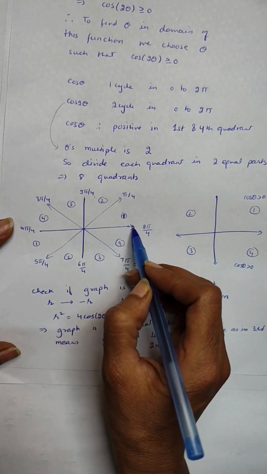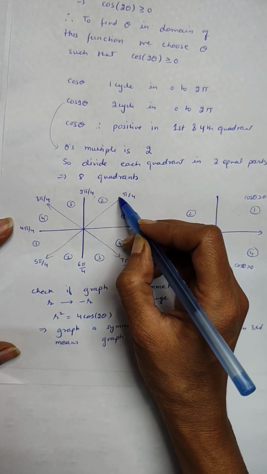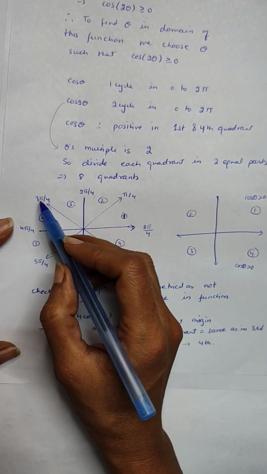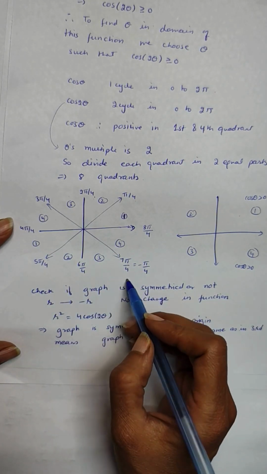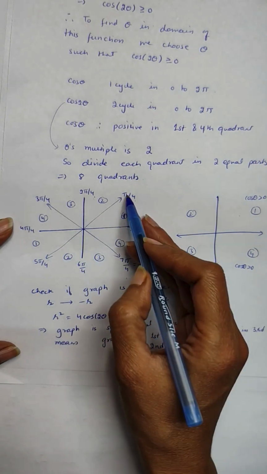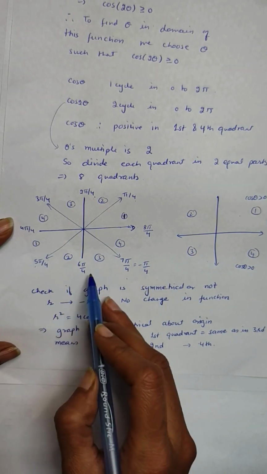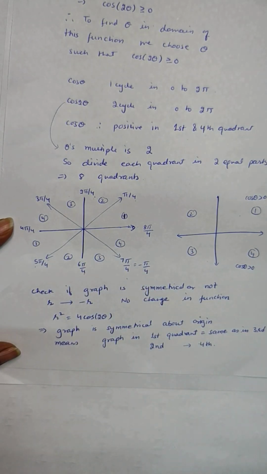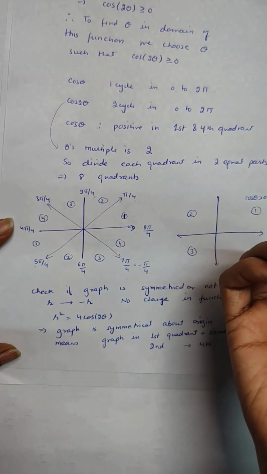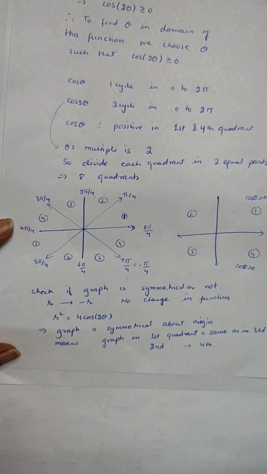So we take these 4 quadrants and divide each one of them in two equal parts by this ray, along which theta is equal to pi by 4. Along this one theta is 3 pi by 4, 5 pi by 4, 7 pi by 4, right? So we actually label all these rays. This one is 0 pi by 4, 2 pi by 4, 3 pi by 4, 4 pi by 4, 5 pi by 4, 6 pi by 4, 7 pi by 4. After that, we label each one of these regions, or you can call them quadrants, 1, 2, 3, 4, 1, 2, 3, 4. Why do we do that?